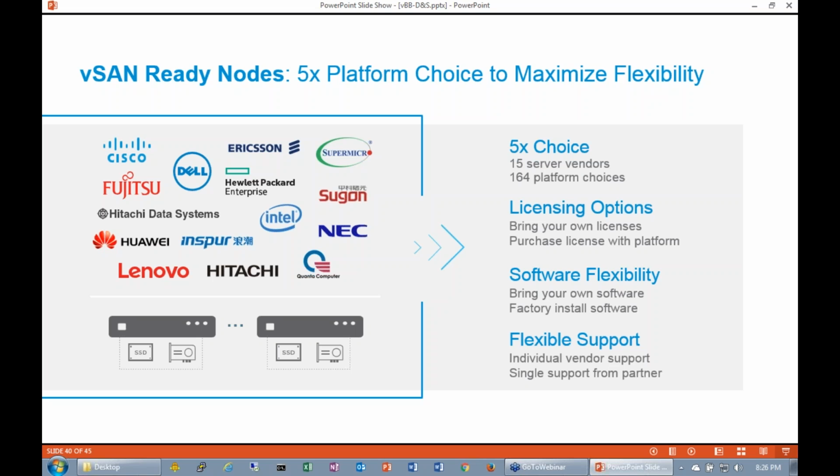You can bring your own licenses. Let's say today you get a great deal on HPE. 2 years from now you get a great deal on Hitachi. Great. You bring your license with you. You move your license over as you decide to grow, right?